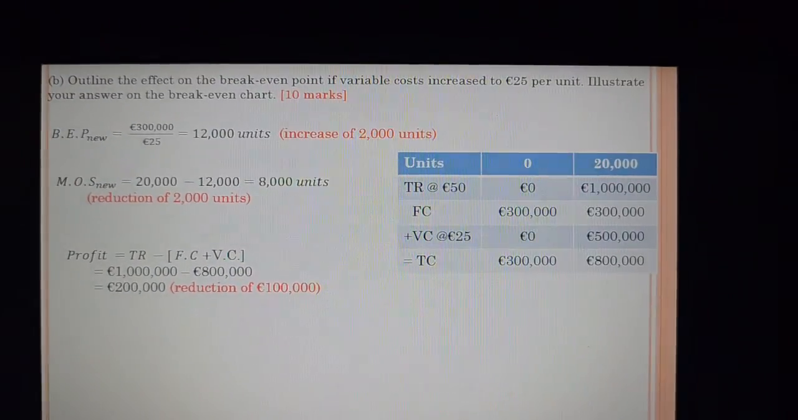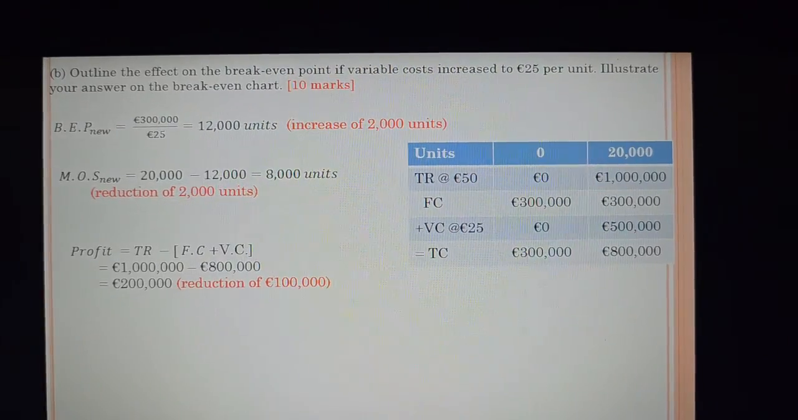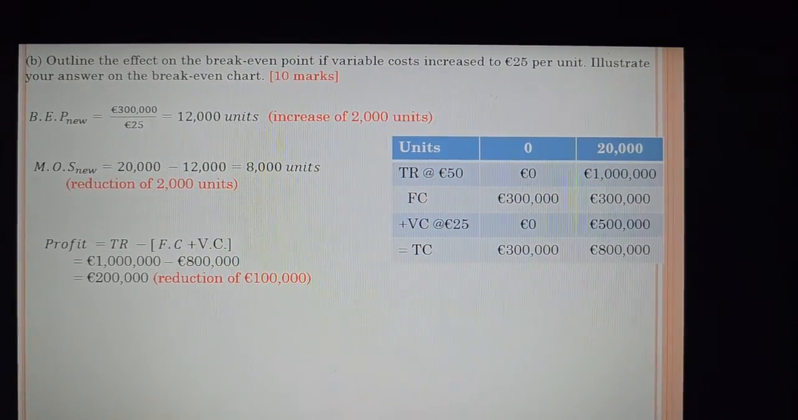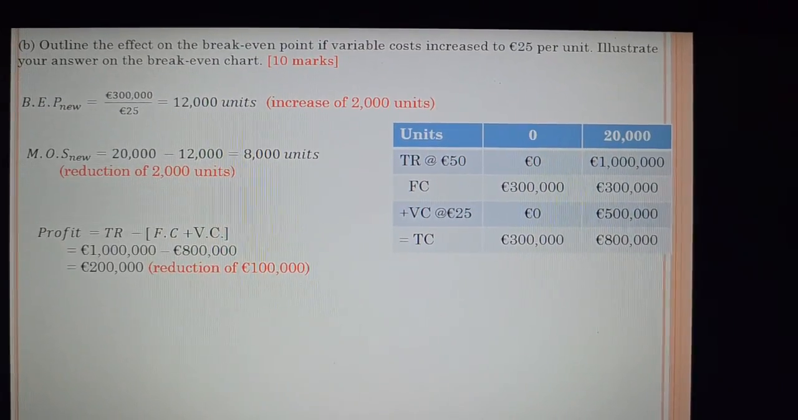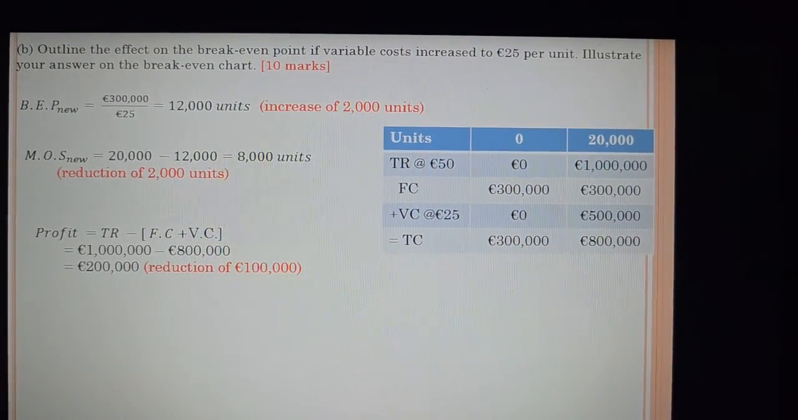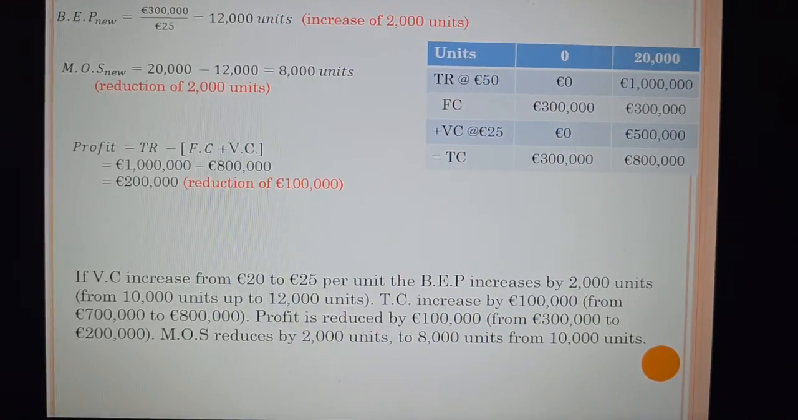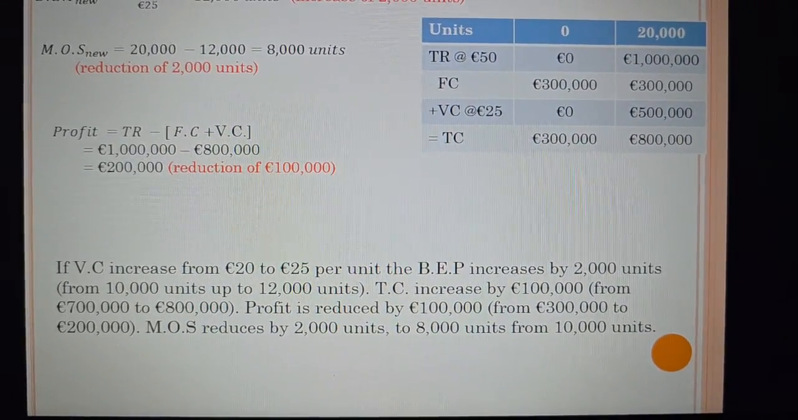So I have three things to speak about now when I'm talking about the effect on the break-even point. It has more of an effect than just adjusting the break-even point. It affects the margin of safety and it affects the profit. And then I'm going to illustrate it on top of the old graph. All right, so there's my explanation. So I'll let you read that.